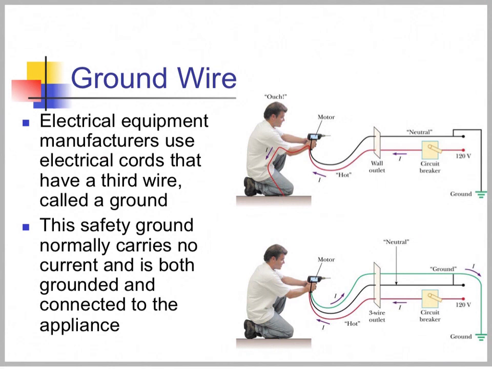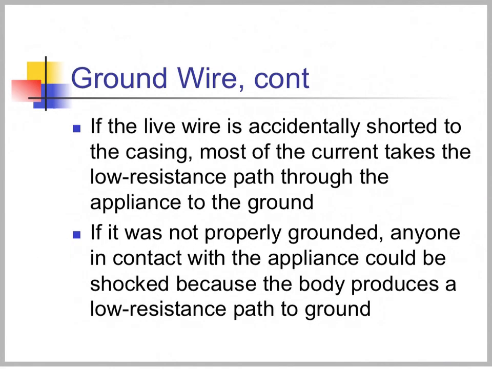Whereas in this case, the ground wire, that third ground wire, is hooked up to the body casing of the motor, and if there's a short circuit on the inside, then that ground wire will always have less resistance than your body, and all the current will escape down the ground wire. The circuit breaker will detect that there's a sudden increase in current, and typically it will shut off, keeping you safe.